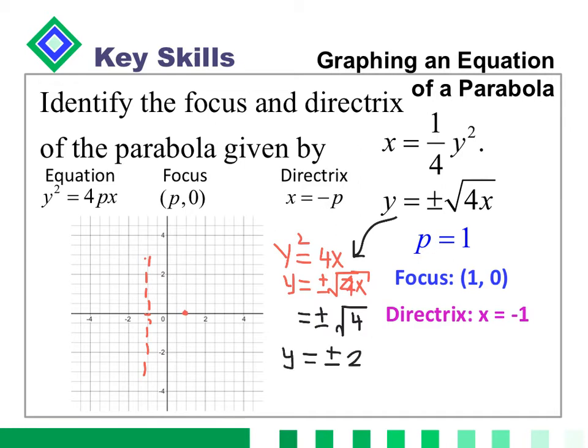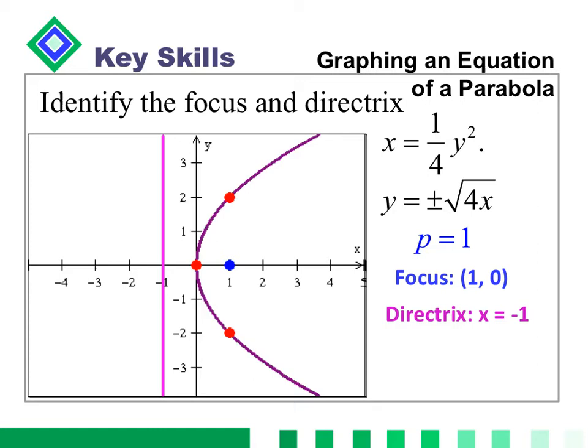So when x is 1, I get y equals plus or minus 2. I just need to plot that, so 2 and minus 2. And now all I need to do is to connect my points, and there's my sketch of the parabola. And when you graph it using technology, this is what you get.